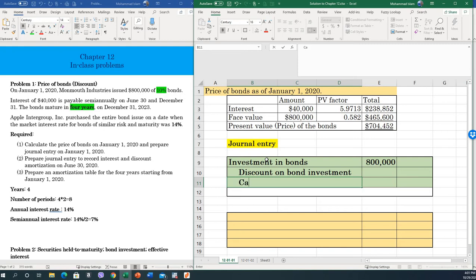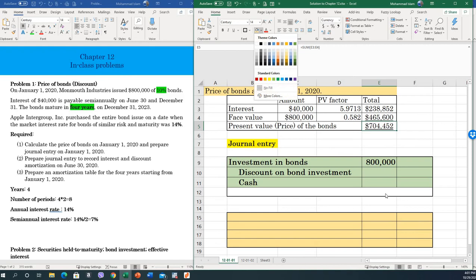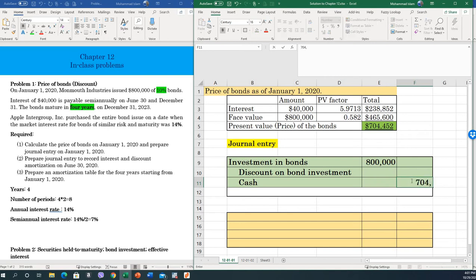And the cash, how much cash have we paid? We have paid this amount, 704,452, and the difference would be 800,000 minus this cash. This is the discount. Okay, and the journal entry to record interest.